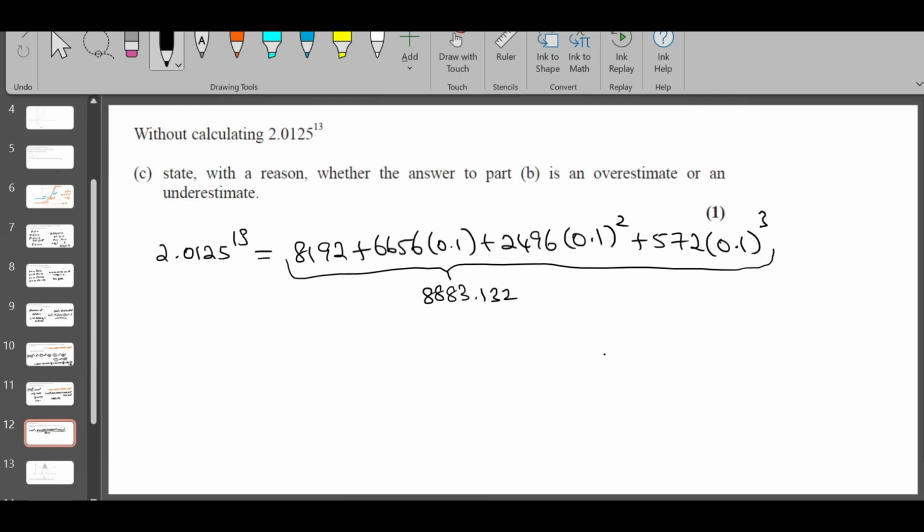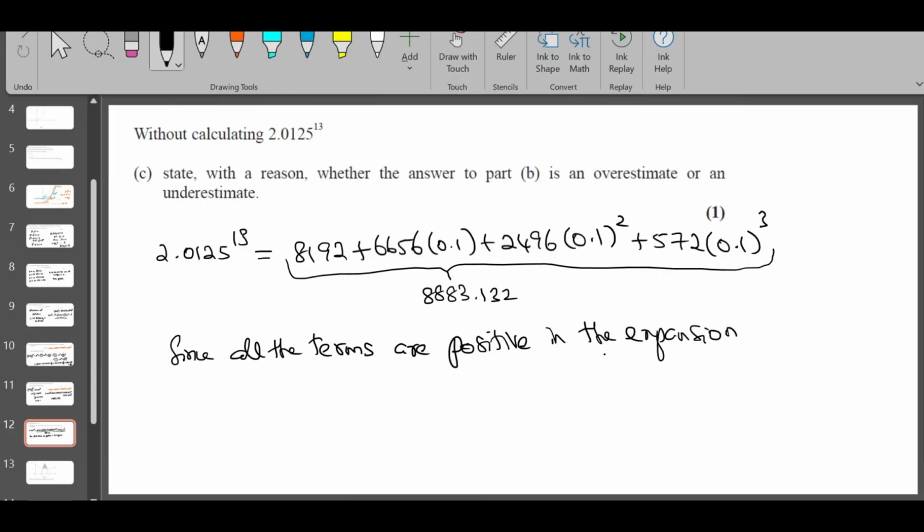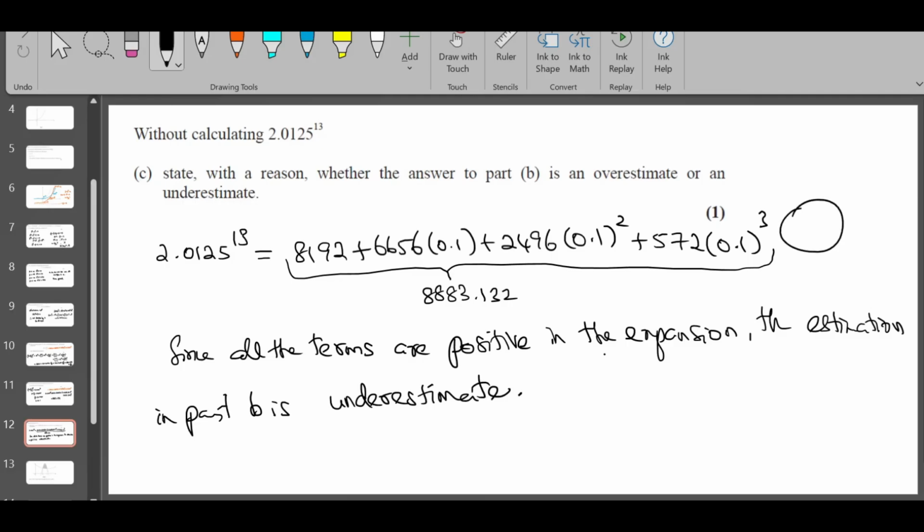So you need to write that actually. Since all the terms are positive in the expansion, the estimation in part B is underestimate. Why underestimate? If we take one more value, this will increase, right? Okay, but this condition is very important. All the terms are positive.